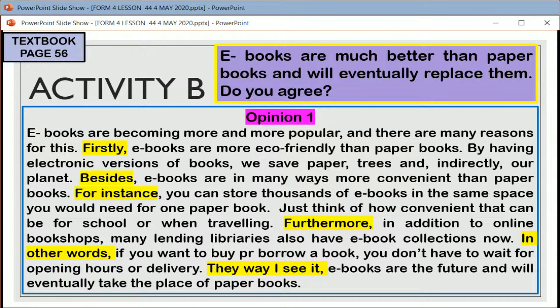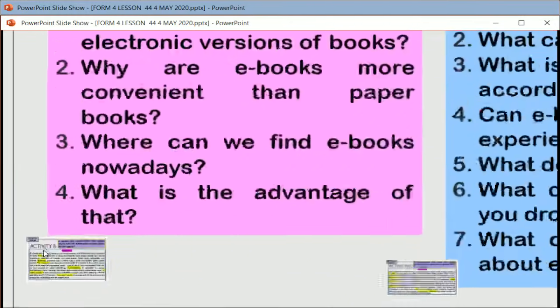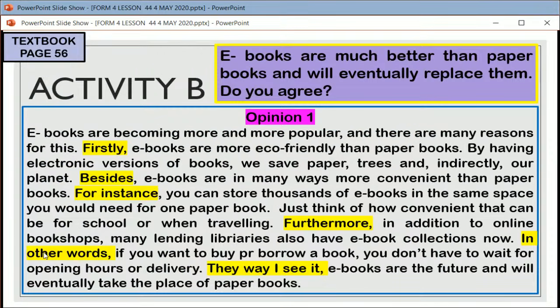Got it? Right, let's look at the second question. Why are ebooks more convenient than paper books? The keywords are ebooks, more convenient, paper books. So you are comparing ebooks and paper books. So the keyword that you need to look for is convenient. So let's look at the second one. Where can you find the answer about convenience?